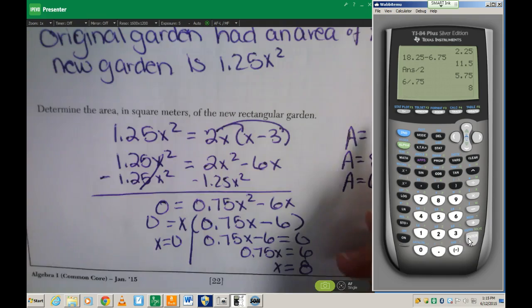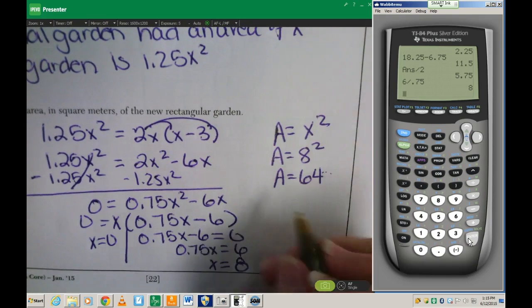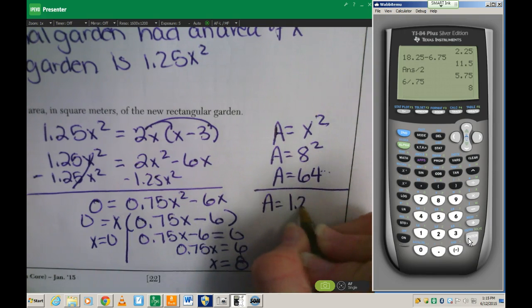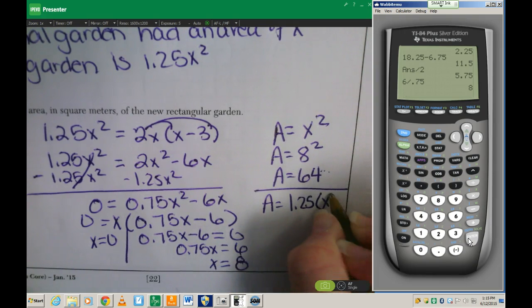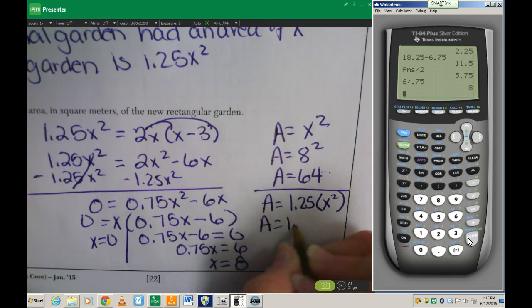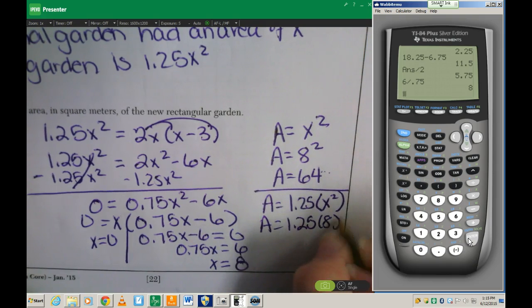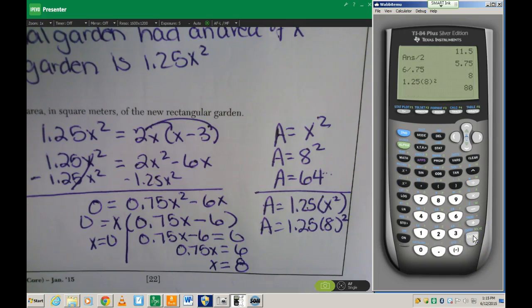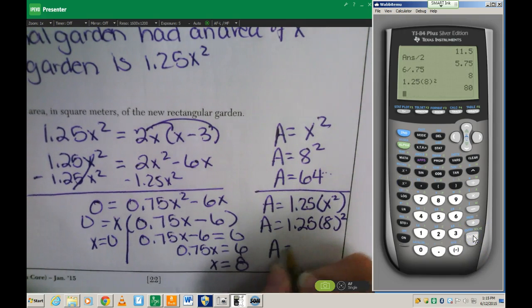This is for our small garden. Now we need to do 1.25 times that. Wow, you didn't get to see any of that. So now I'll have area equals 1.25 times x squared. 1.25 times 8 squared. Let's just type it right in the calculator. 1.25 parentheses 8 parentheses squared. 80. And that is our answer.